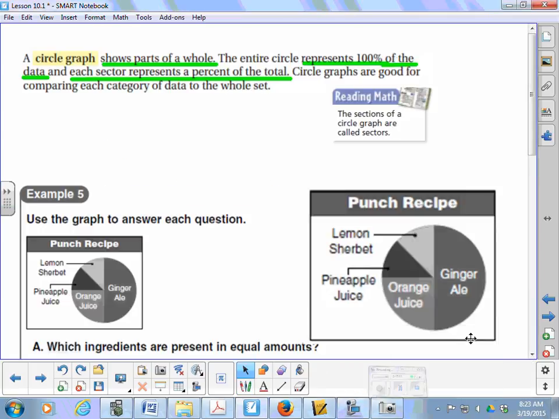All right, circle graphs. They show parts of a whole. The entire circle represents 100% of the data, and each sector represents a percent of the total. Circle graphs are good for comparing each category of data to the whole set.